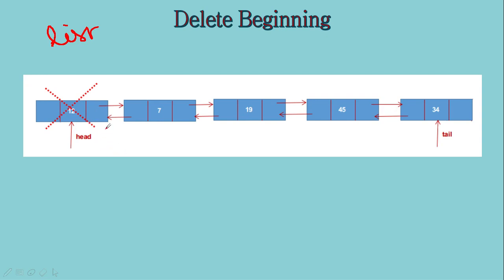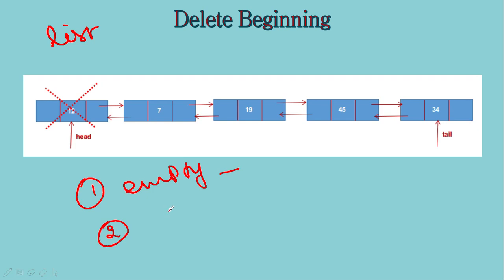The boundary conditions that we have to consider are, first, when the list is empty. If the list is empty, then we have to indicate failure to the callee function. Since this function is returning a value, we can have a global error flag, and we can use that to set the failure. And the second case is when there is only one node in the list.